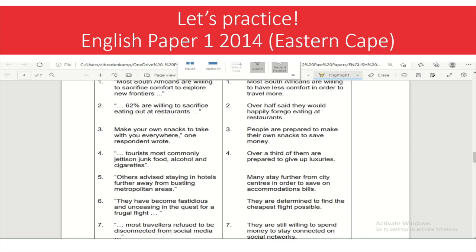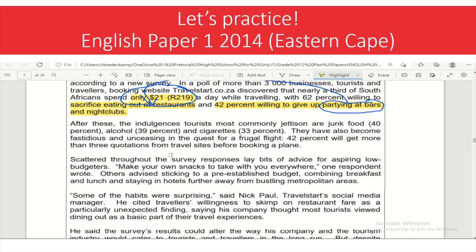No. But if I have to look at this as an outside person, as an outside opinion, excuse me for this, I would definitely say that you could highlight the fact that people would like to spend money on junk food, 40%, alcohol, 39%, and cigarettes, 33%. Also, the fact that 42% will get 3 quotations from a travel site.